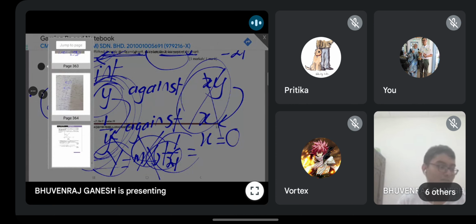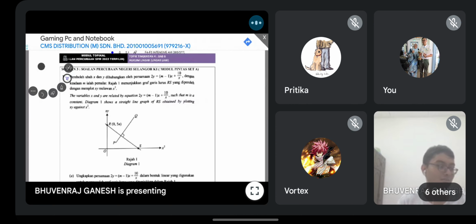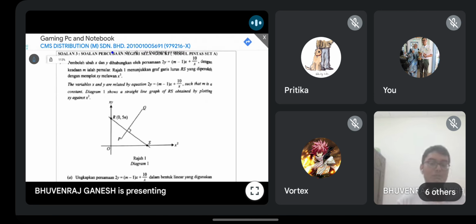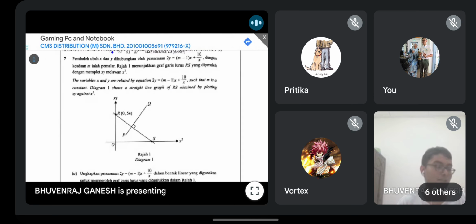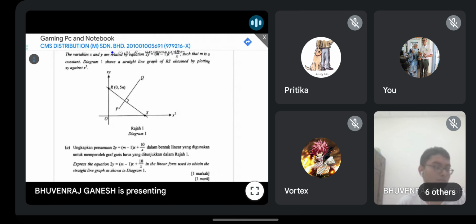Okay, so I proceed to the next question. This one actually involves a bit of coordinate geometry combined with linear law. Quite an interesting question, but I think you all can do this one. So guys, if you see this equation, how to express it in linear form? What is your idea? What should I change?